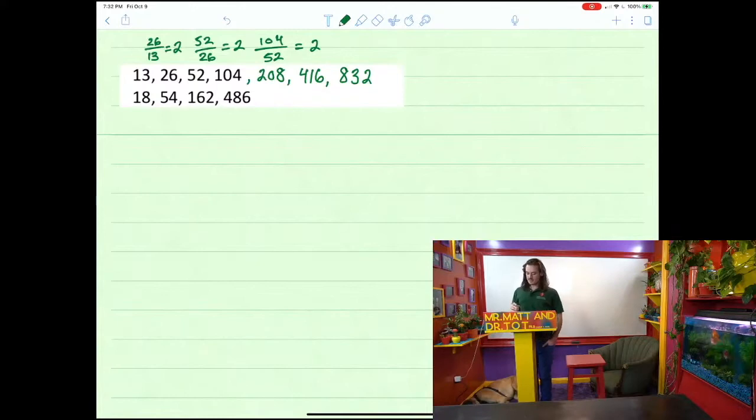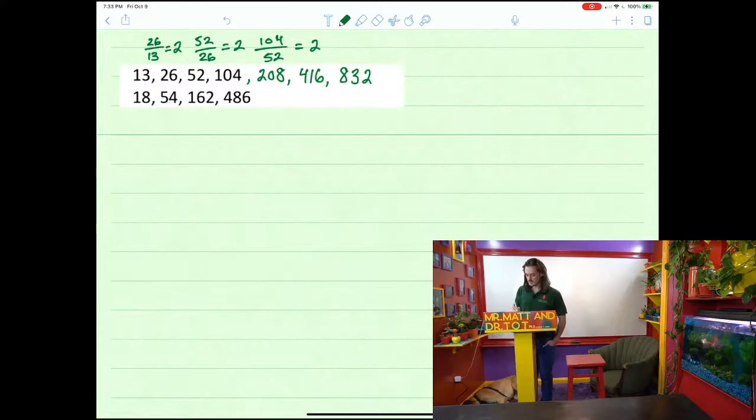For the next values, let's see. If we have 54 minus 18, that is going to be 36. 162 minus 54 would be 108. So we're not getting the same values here. And 486 minus 162 would be 324. So this is also not a sum or a difference.